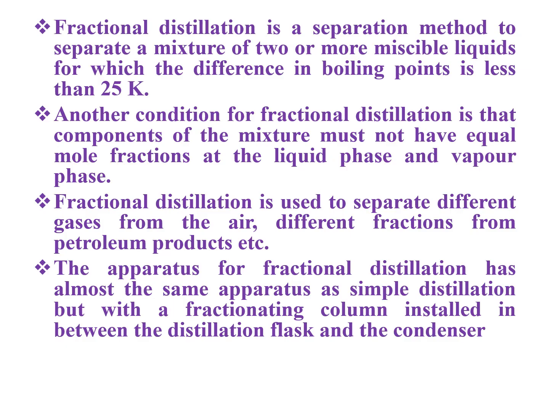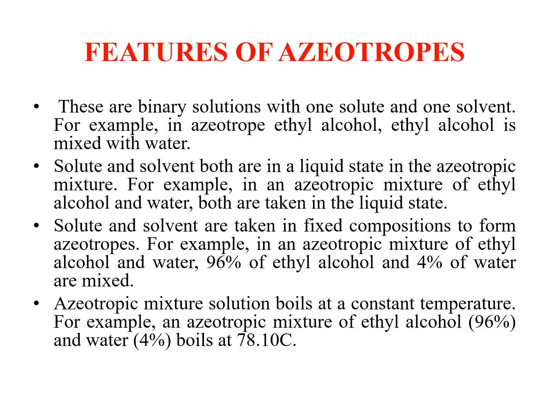Fractional distillation is a simple technique used to separate a mixture of two or more miscible liquids for which the boiling point difference is less than 25 Kelvin. Another condition for fractional distillation is that the components of the mixture must have different mole fractions in the liquid phase and the vapor phase. Fractional distillation is used to separate different gases from air and different fractions from petroleum products. The apparatus for fractional distillation is almost the same as for simple distillation, but a fractionating column is installed between the distillation flask and the condenser.